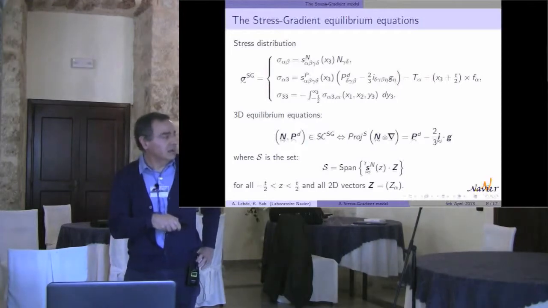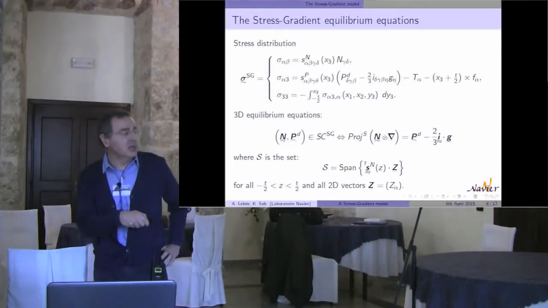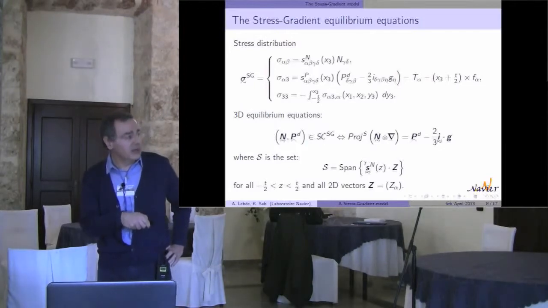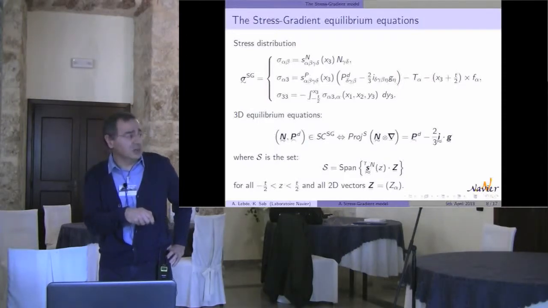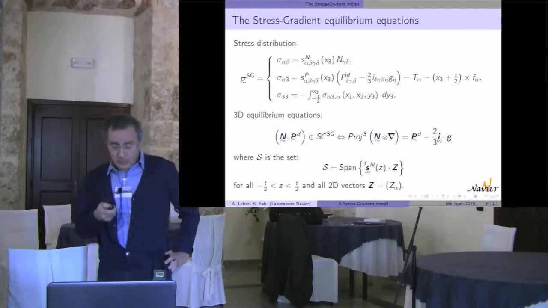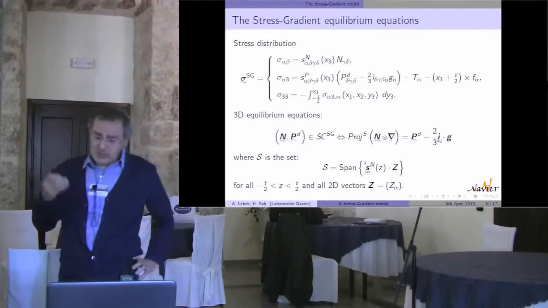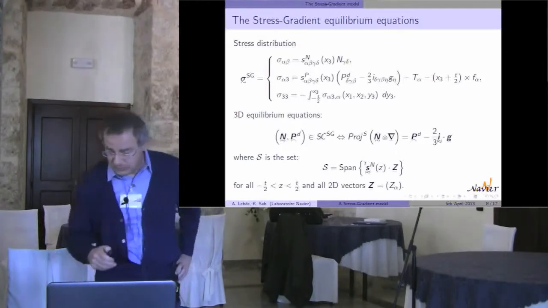So this S space has at least dimension 2, and if it has exactly dimension 2, this means that only the spherical part of the gradient of n is completely given by G, and PD is equal to 0. So this will be the case, we'll see it later, when the material is perfectly homogeneous.